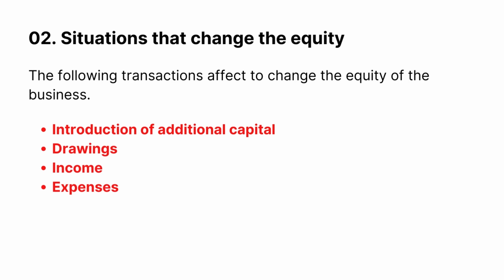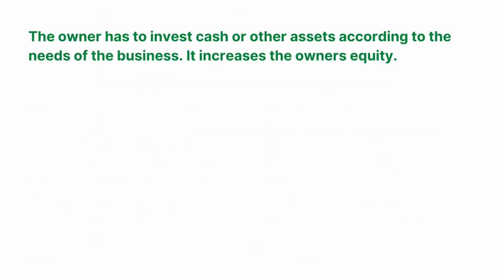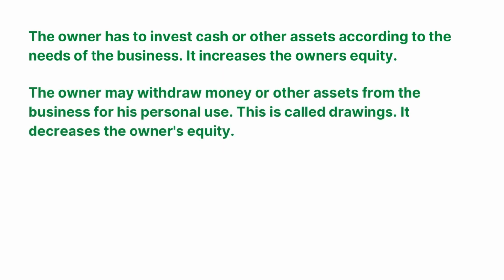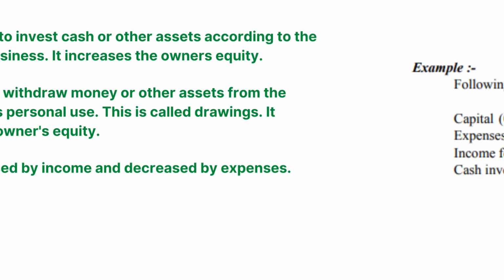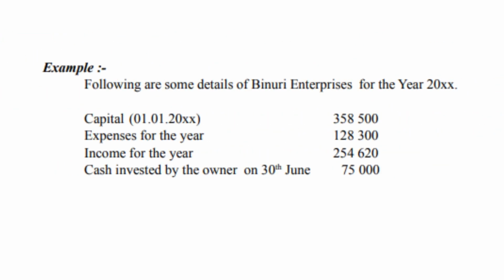The owner has to invest cash or other assets according to the needs of the business. It increases the owner's equity. The owner may withdraw money or other assets from the business for his personal use. This is called drawings. It decreases the owner's equity. Equity is increased by income and decreased by expenses. That's it, so let's look into some examples.